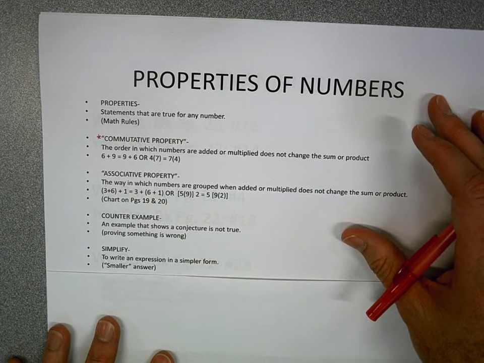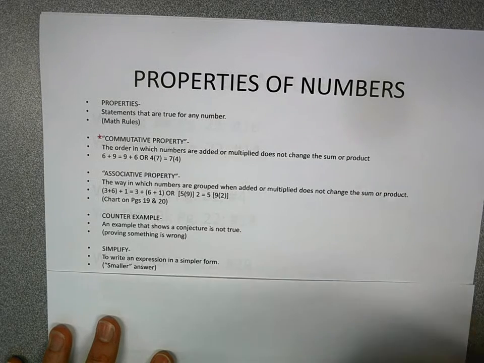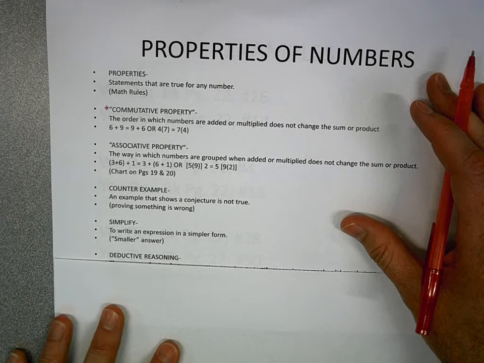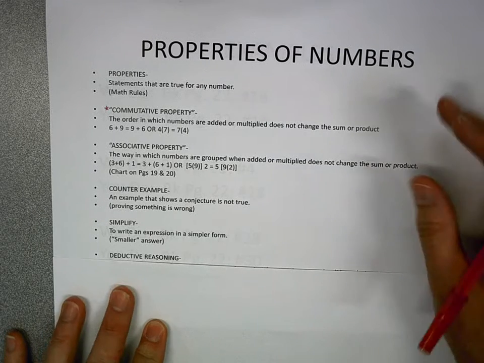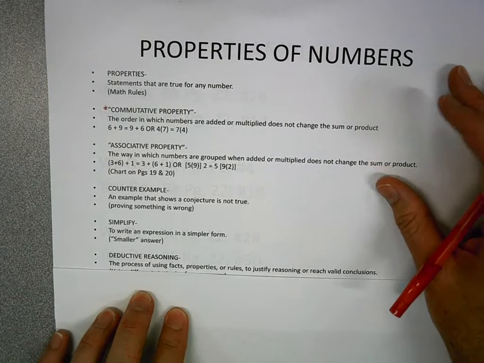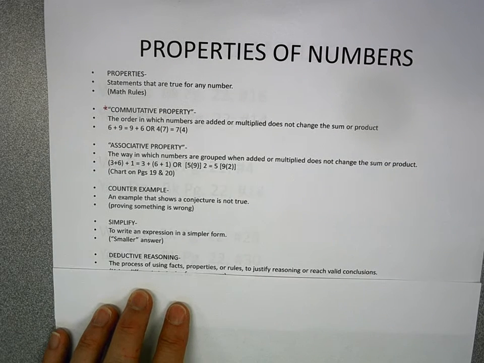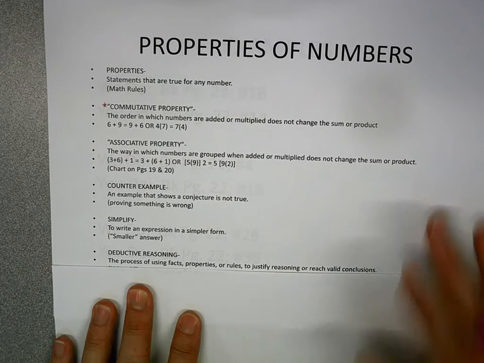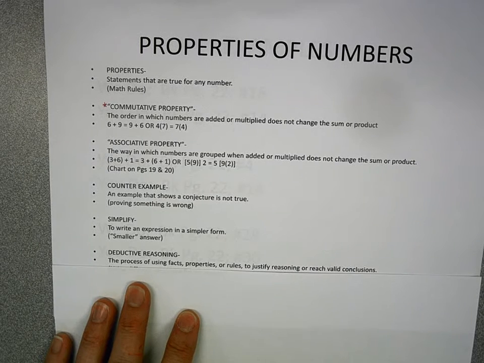To simplify something, an expression, also like we talked about earlier, can mean to solve an expression. Okay, here we go. Something called deductive reasoning. Everyone? Deductive reasoning. Your book says that this is the process of using facts, properties, or rules to justify reasoning or reach valid conclusions. So it's almost like backing up your statement by saying, well, this is what this property says.